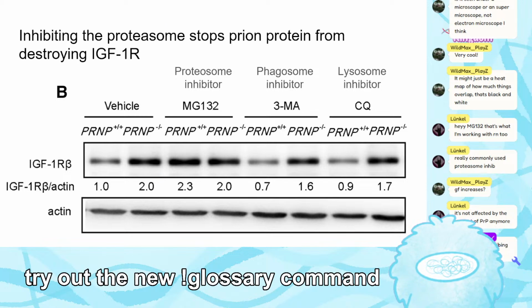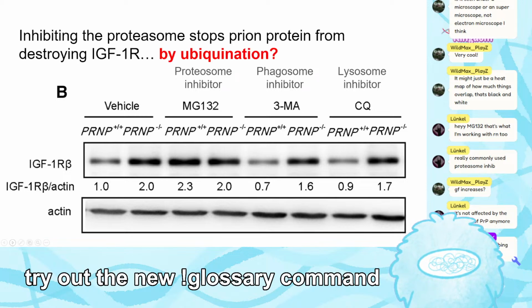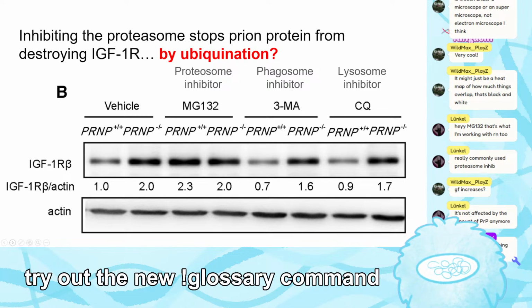So this is really good evidence to show that binding prion protein causes a proteasome-dependent degradation of this growth factor receptor. And so this implies that because you need the proteasome to do this, the ubiquitination coming from the protein destroyer CCBL1 is what's doing this thing.